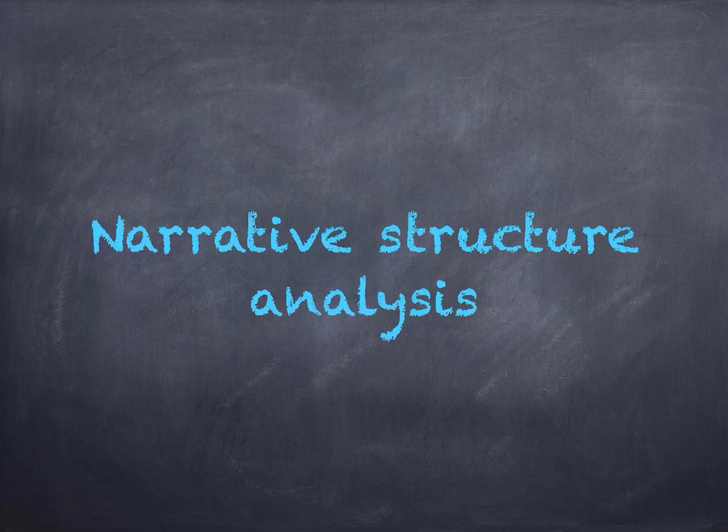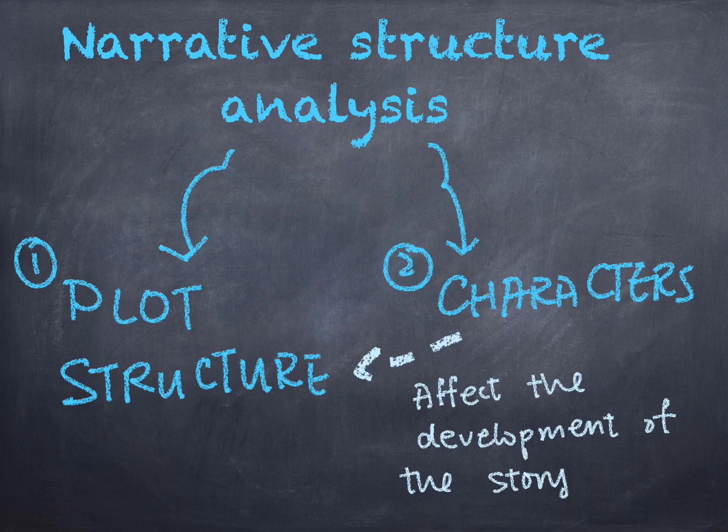So after studying the simple semiotic analysis, we are going to take a look at the narrative structure analysis. What is it? When we talk about narrative structure analysis, there are 2 things that we will look into. Number 1, of course, is the plot structure, how the story develops. But the second thing that we will look into would be the characters as well. Why? Because how the characters are designed would affect the development of the story as well. So eventually, it will go back to the plot structure, how the story develops.